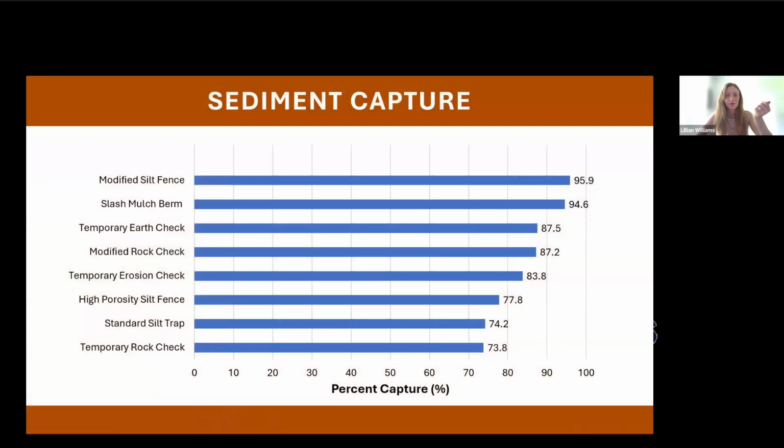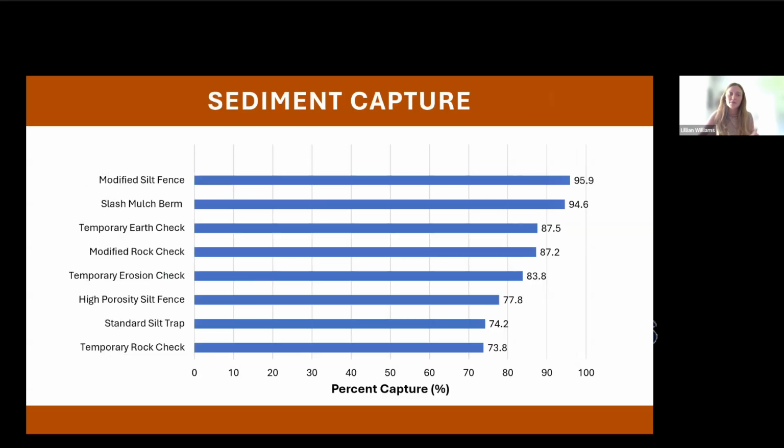So here were our sediment capture results. Because the low porosity silt fence failed, it was not included in this analysis. And then we saw that the temporary rock check performed lower than the standard silt trap. This was not due to the standard silt trap being a higher performance than the temporary rock check, and there wasn't any sort of red flag there. It was just within reason. It's a 0.4 difference, so it's very small, but very comparable. And this was kind of as expected and shows that the rock actually doesn't add anything.